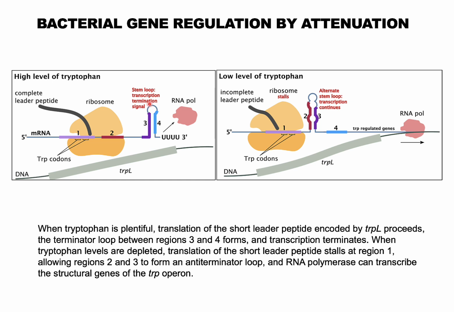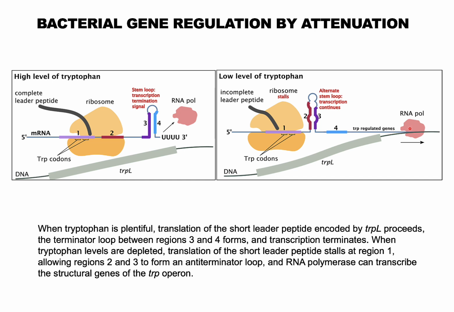Since the protein coding genes are not transcribed due to the Rho-independent termination, no tryptophan is synthesized. In contrast, a low level of tryptophan means that the ribosome will stall at domain 1, causing domains 2 and 3 to form a hairpin structure that does not signal the termination of transcription. Therefore, the rest of the operon will be transcribed and translated so that tryptophan can be produced.